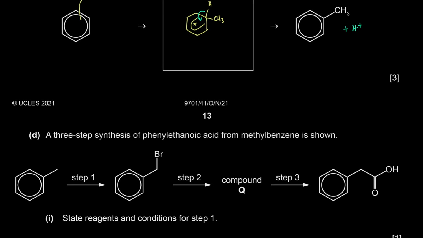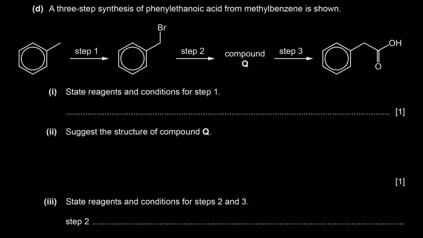A 3-step synthesis of phenylethanoic acid from methylbenzene is shown. State the reagents and conditions for step 1. Now over here in step 1, what you have is the CH3 is being converted into a CH2Br. So this is not substitution on the benzene ring. This is substitution of a saturated CH by bromine. So this is free radical substitution. So the reagents and conditions for this would be Br2 and UV light.